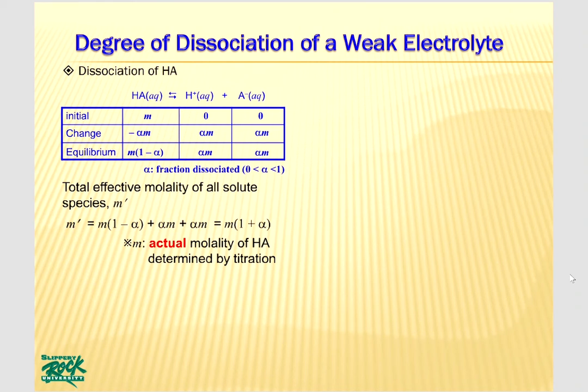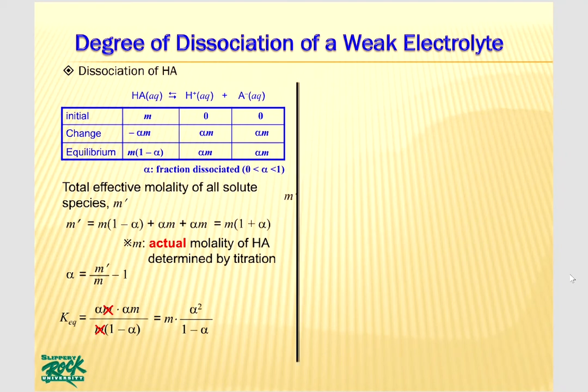The equation above can be written with respect to alpha. That is, alpha equals M' over M minus 1. Equilibrium constant KEQ can be expressed with the equilibrium concentrations of HA, H plus, and A minus. That is, KEQ equals M times alpha squared over 1 minus alpha.